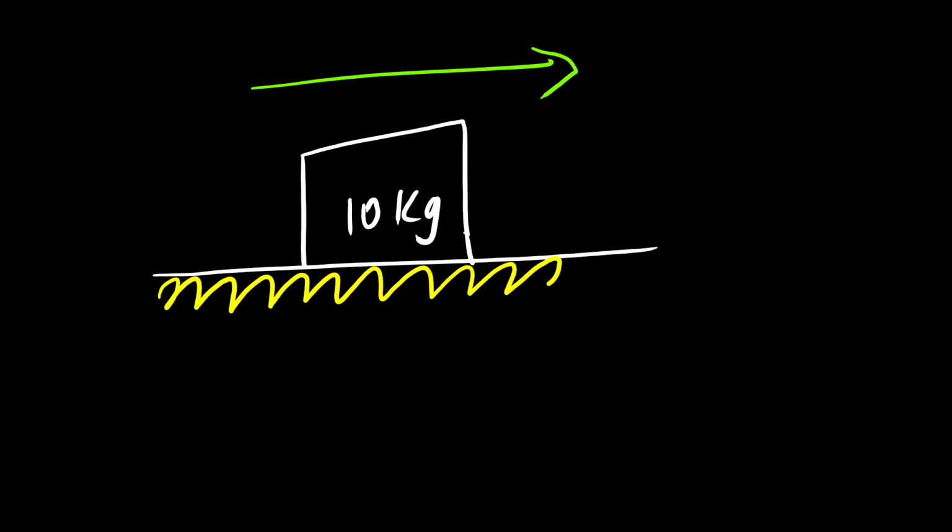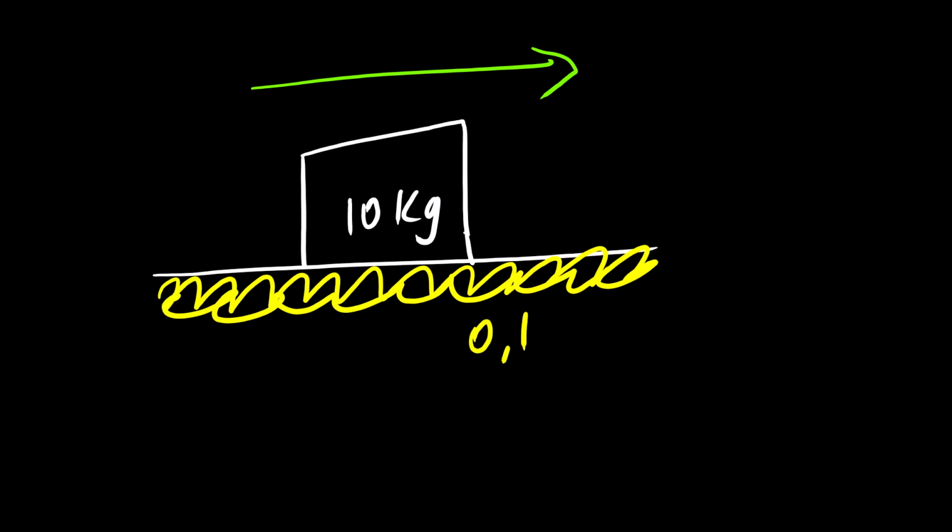Now let us look at equations on how to calculate this kinetic frictional force. We have this object, it's moving this direction. The mass of the object is 10 kg. The coefficient of the surface is 0.1. Now, how do you calculate the kinetic frictional force? So the direction of the kinetic frictional force is this direction.